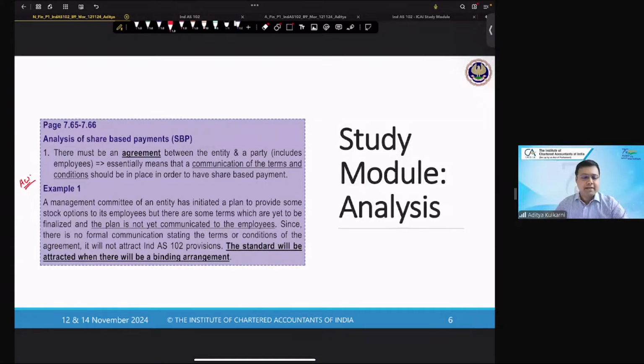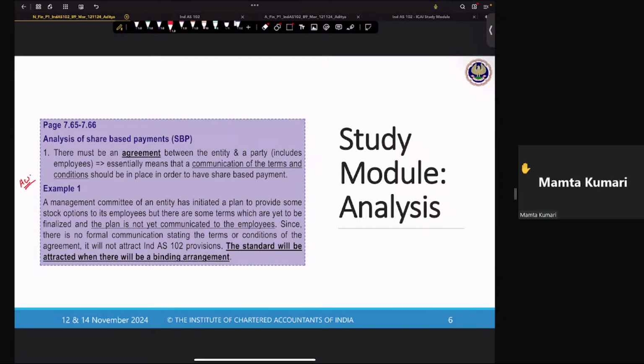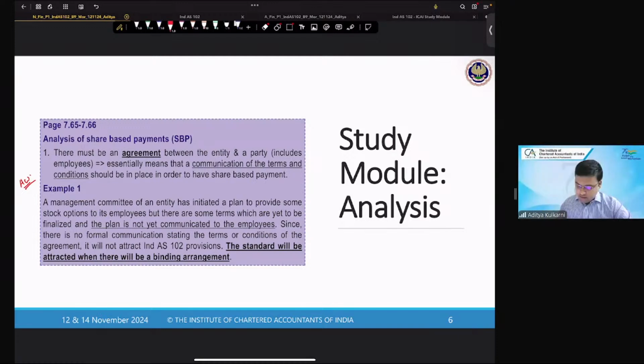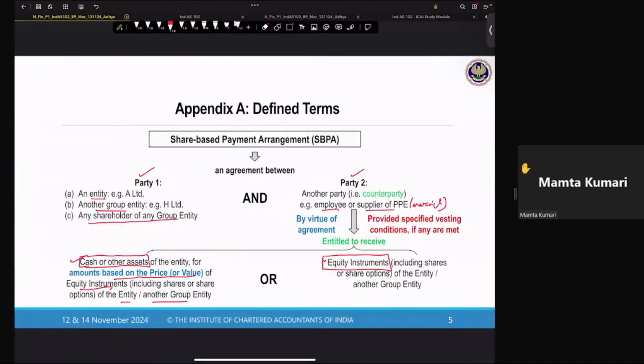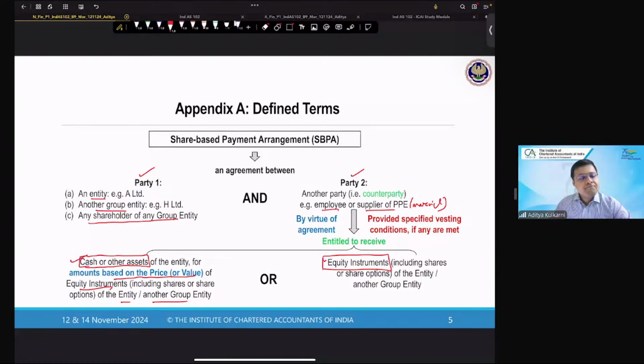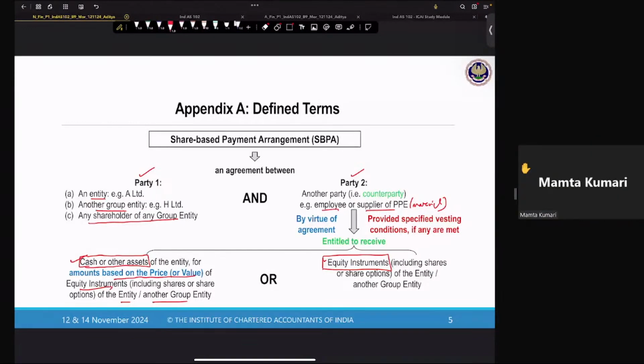Yes, Mamta, please tell me. So in the definition of share-based payment, please go to the previous slide. Yes, one minute. This one? Yes, sir. Sir, party one, in case of another group entity, I have not understood. That is not relevant to another group, means that is not related to me?